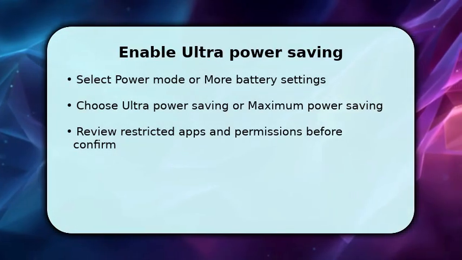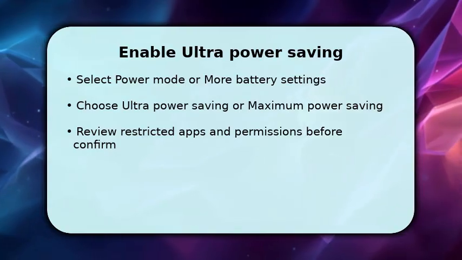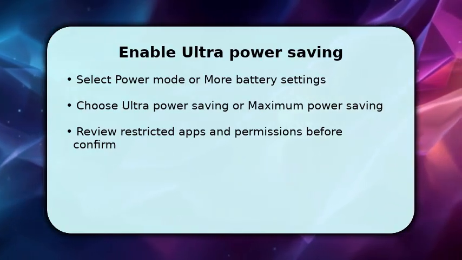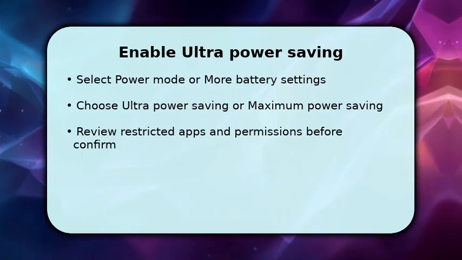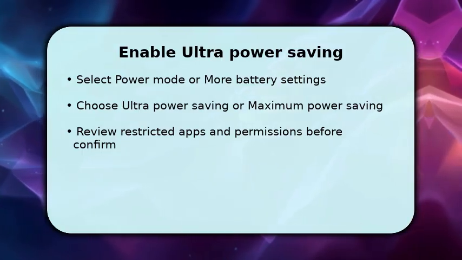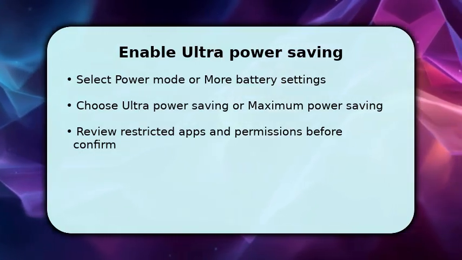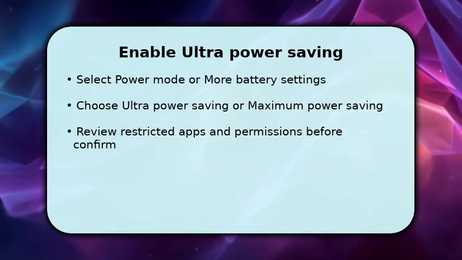Once you find Power Mode, tap it and choose Ultra Power Saving or Maximum Power Saving depending on your model. You'll see a preview that explains restricted apps, grayscale display, and limited background activity. Read it so you know what changes.